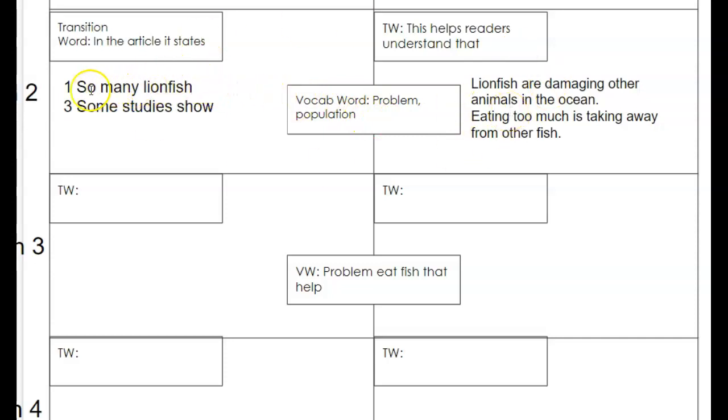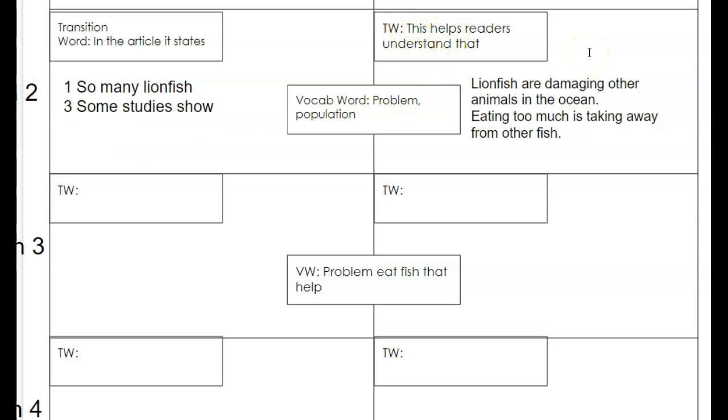The next thing that we did was we came up with just the beginning of some text evidence that we highlighted in the text. When we highlighted that text, we put numbers next to it so we knew, okay, that's how I'm going to use that. Since our focus is problem and population, we use the quotes that start "so many lionfish" and "some studies show." In transition words, "in the article it states," because these phrases came from the beginning and end of the article, so we needed a transition phrase that really told us that it just came from the article, not a certain part. So I'd start off with that, and then move into the analysis.